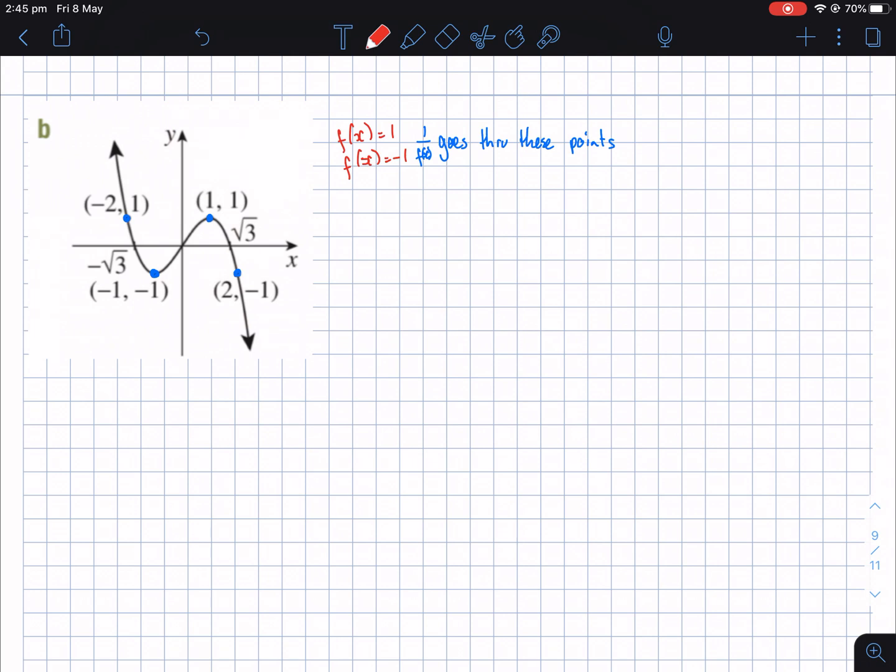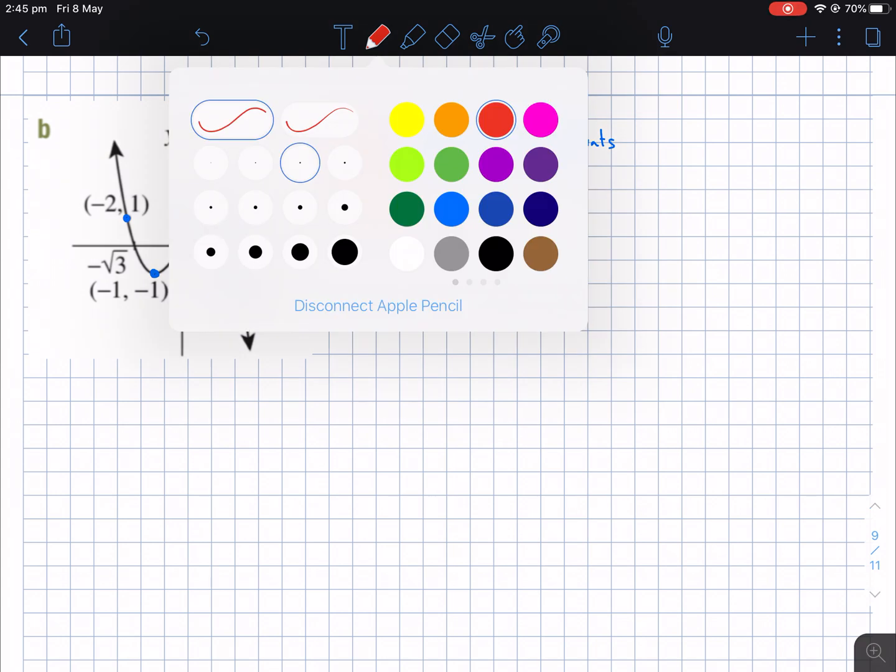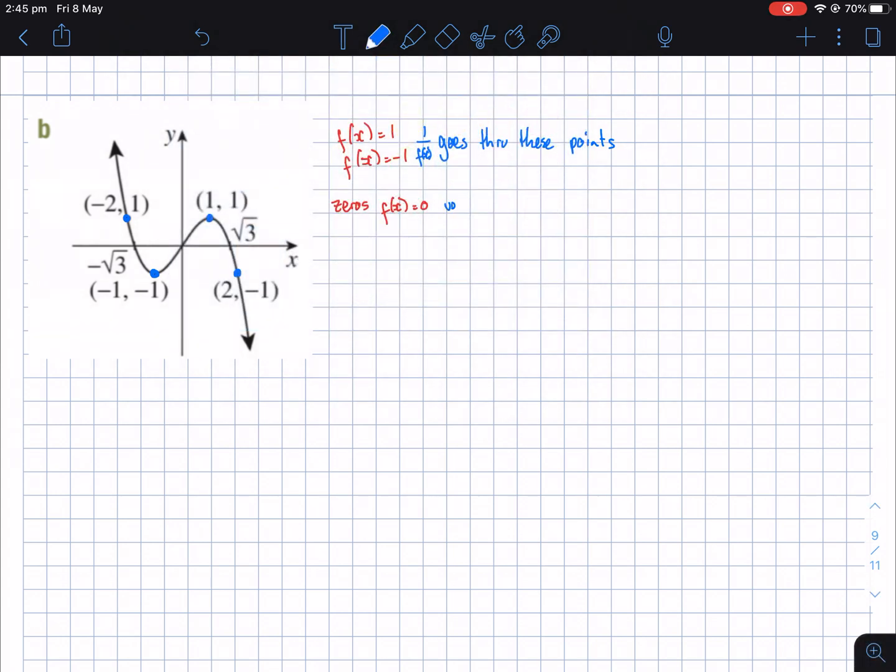Okay, zeros, which is f of x equals 0. We have vertical asymptotes. So here's a 0, so that's a vertical asymptote here. Here's a 0, that's a vertical asymptote here. Here's a 0, that's a vertical asymptote here.